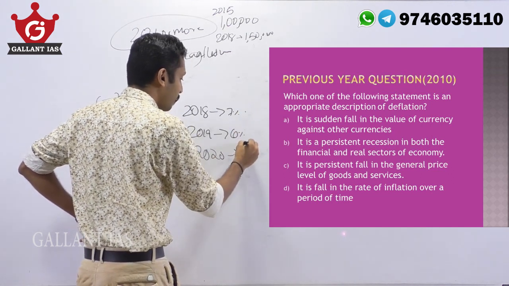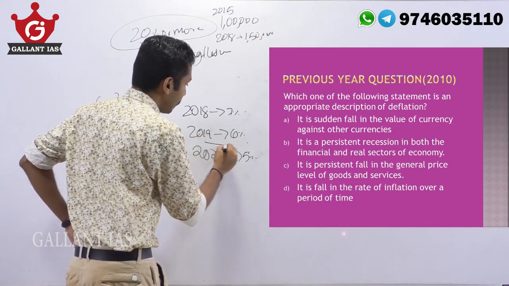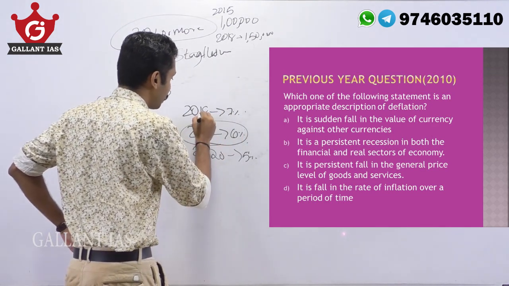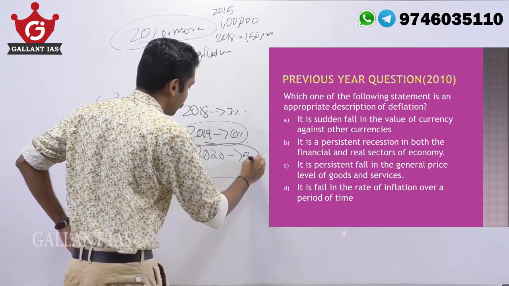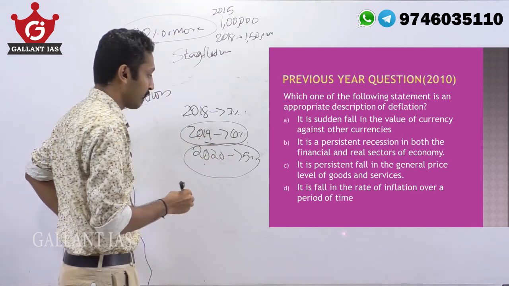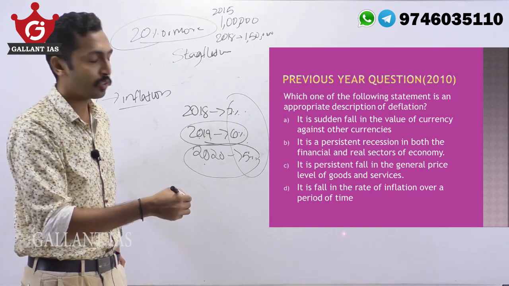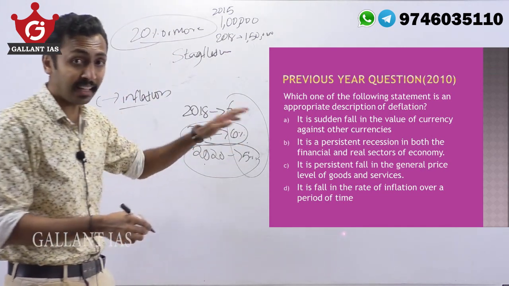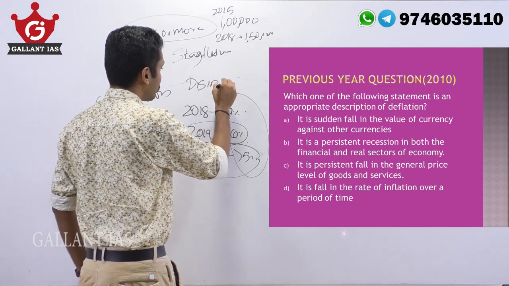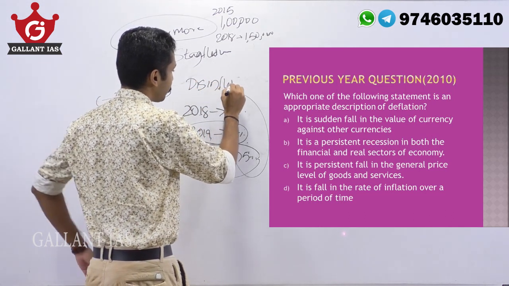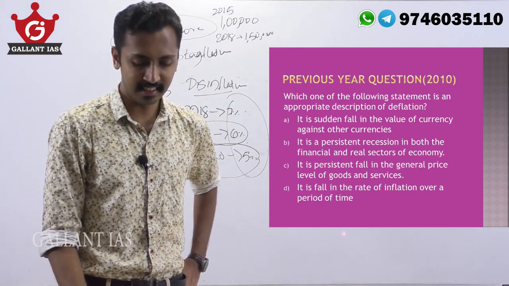Here the rate of inflation is falling, but price levels are increasing. There is a 6% increase in the price level from 2080 to 2090. There is a 5% increase in the price level from 2090 to 2020. But when we compare the rate of inflation, the rate is falling. So that is option D. That situation is known as disinflation, not deflation. So here the answer is option C.